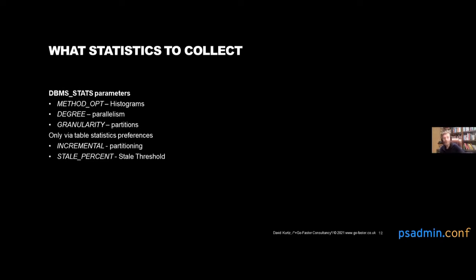You can specify the degree, which means the statistics are collected in parallel using parallel query. With a partitioned object, you can control whether you just collect stats on partitions or subpartitions, and whether you have incremental stats, which means higher up at table level, the table statistics on a partitioned object are calculated mathematically from the partition statistics. And you can also set the stale percentage. These last two can only be set as preferences, so they're declarative settings in the data dictionary, which describe how statistics are to be collected on an individual object.